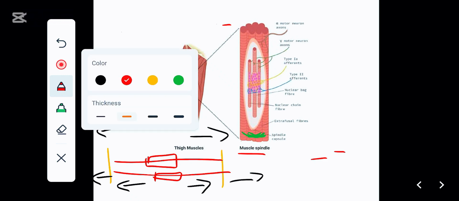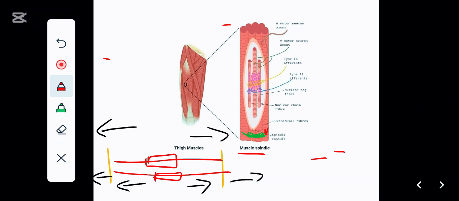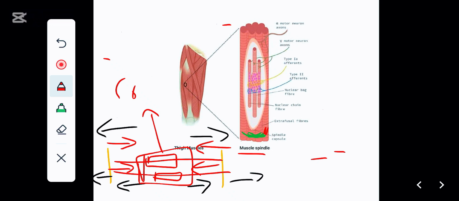When the extrafusal fibers contract, these red things out here, it's going to bring your muscle back like that and back like that. Now, when your entire muscle goes inward like that, even your intrafusal fibers are going to contract inward like that and inward like that. So what's going to happen is that this central portion is going to be compressed. And when the central portion is compressed, it loses its sensitivity. Sensitivity is lost.